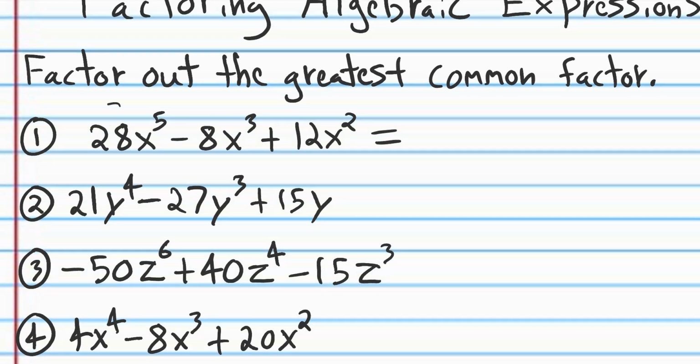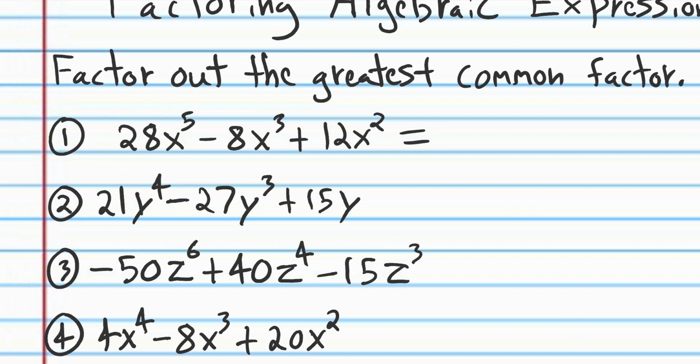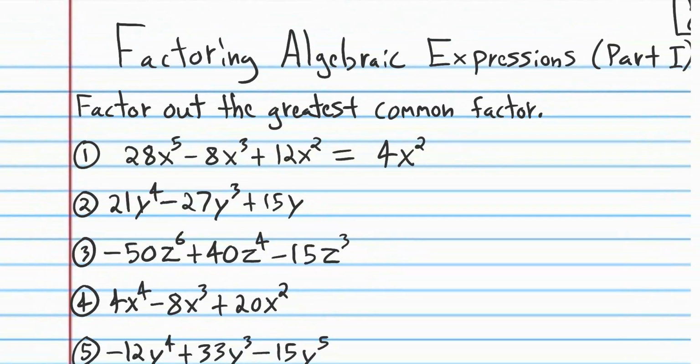So we want to ask, what number goes into 28, 8, and 12? What's the biggest number that goes into those? In other words, what number multiplies to these numbers? And the answer is 4. Because 4 times 7 is 28, 4 times 2 is 8, and 4 times 3 is 12. So 4 goes into all those numbers. Then we write an x with the smallest power. This is the smallest power because you have a 5, a 3, and a 2. So 2 is the smallest power, and that's it. That's how you do this.